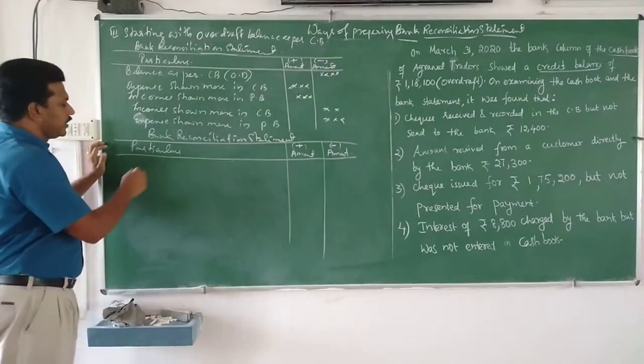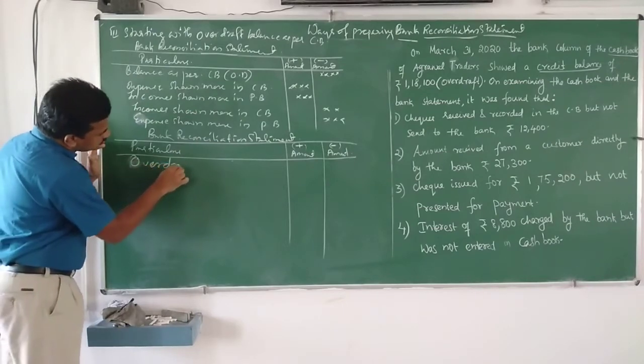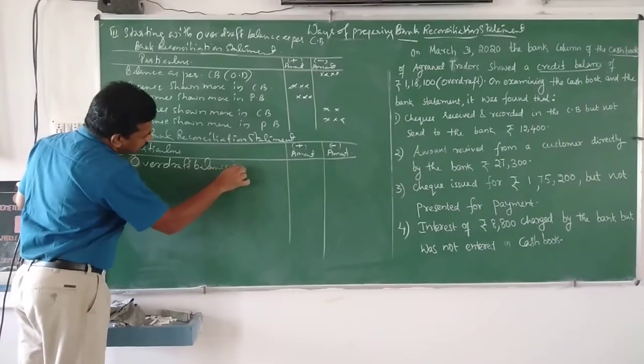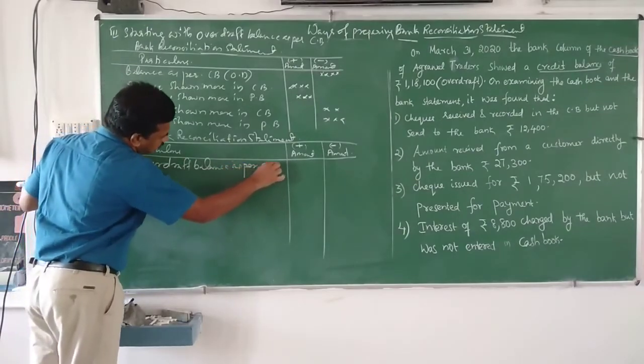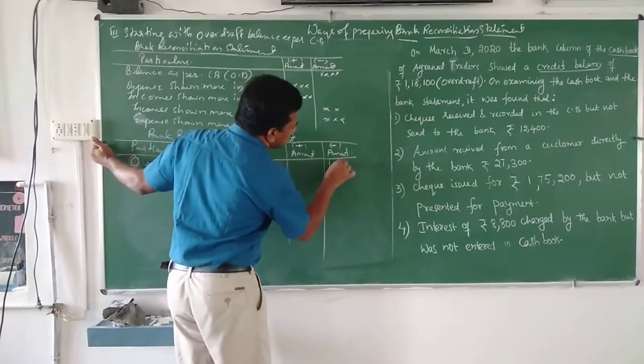So same way we can take that here. Overdraft balance as per cash book. How much? 1,18,000.